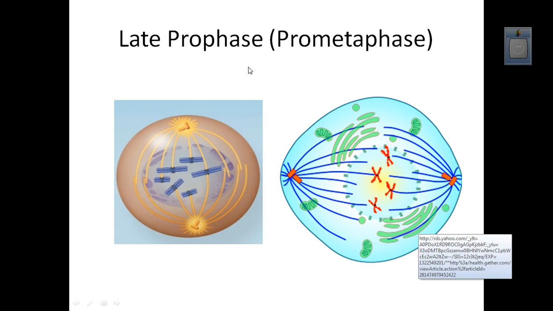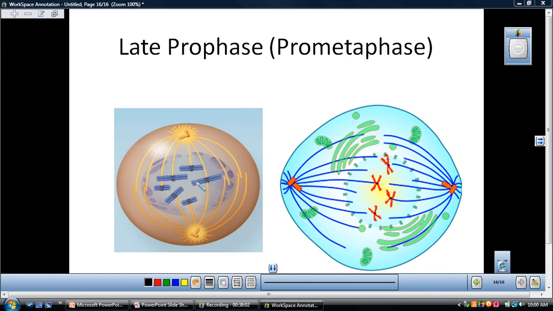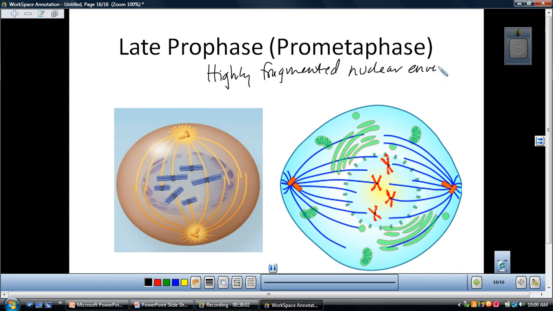All right, next one is prometaphase. Okay, so you can see a difference. Prometaphase is a little bit further on than prophase. So one of the things is you've got a highly fragmented nuclear envelope. Okay, so the nuclear envelope is highly fragmented. In fact, in this picture, all you see that's left of it are little pieces like this. Okay, that's what's left of the nuclear envelope. Over here, it's these dotted lines like this.